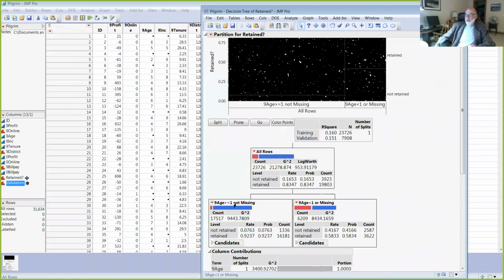the age is not missing and it's not a child, only 7%, 8% are not retained. Whereas 42% are not retained if it's a child or if age was missing. That's actually quite a large difference.